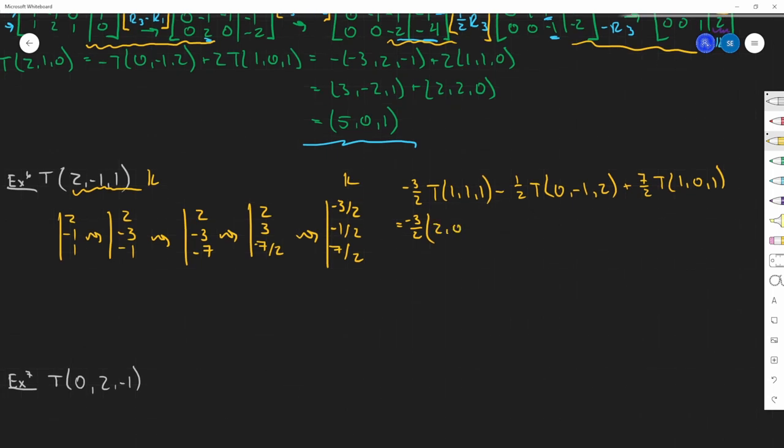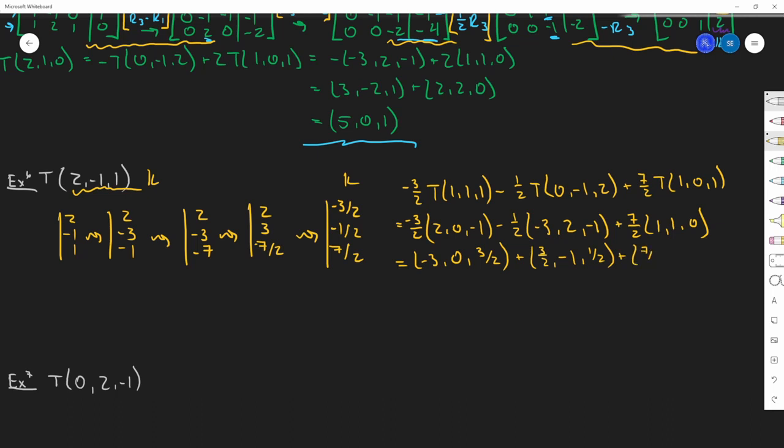So 2, 0, negative 1, minus 1/2, negative 3, 2, negative 1, plus 7/2 of, what is it, 1, 1, 0? 1, 1, 0. And this would be negative 3, 0, 3/2 plus 3/2, negative 1, 1/2 plus 7/2, 7/2, 0.